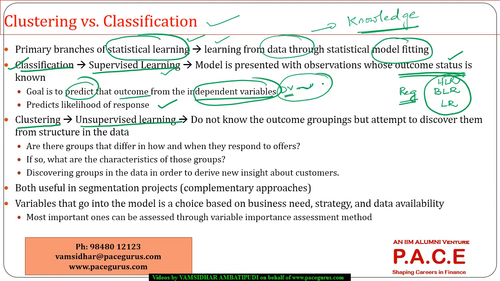Whereas on the other side, when I talk about clustering, it's purely unsupervised learning. I do not know the outcome grouping. So there is no outcome variable. There is nothing called a dependent variable here. But I'm trying to discover the groups based on the structure in the data.